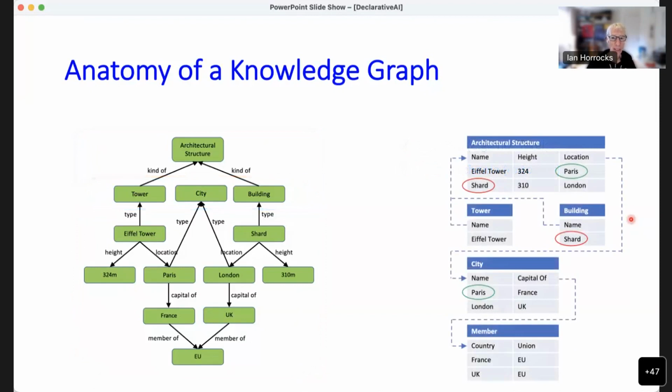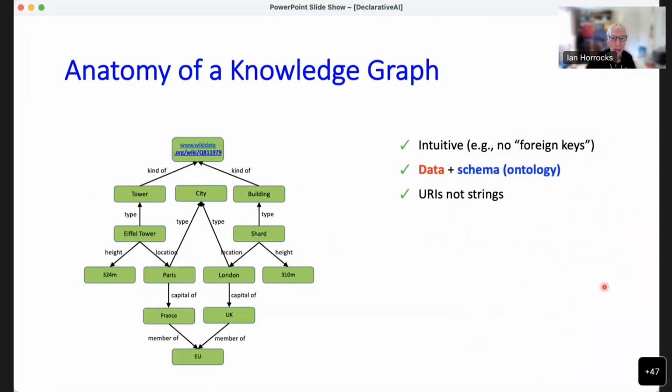And the other thing I would say about the relational database is that the entities in the graph, like for example Shard or Paris, occur only once in the graph. So Shard is here, Paris is here, and they're arbitrarily connected as needed to capture the data. Whereas in a relational database, these things occur multiple times in multiple tables.